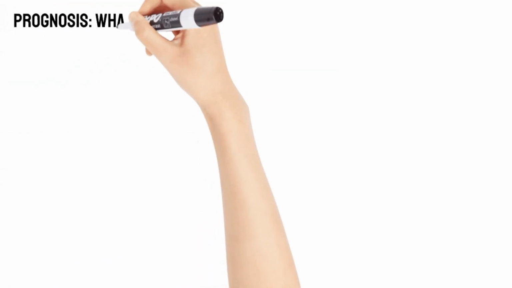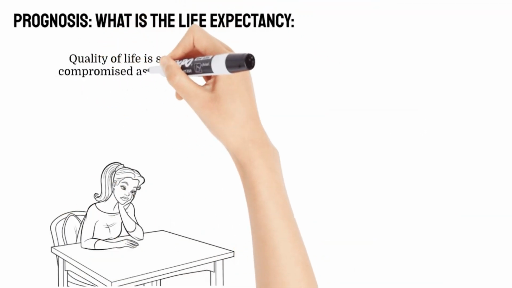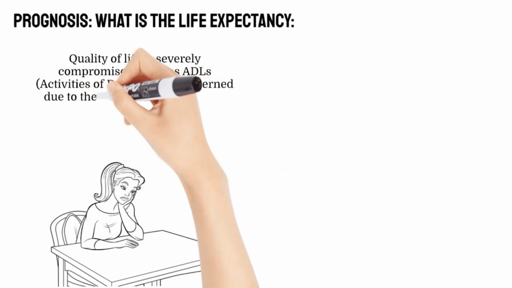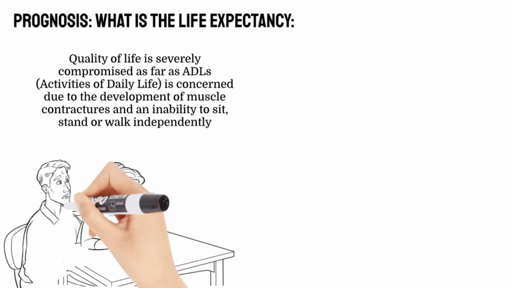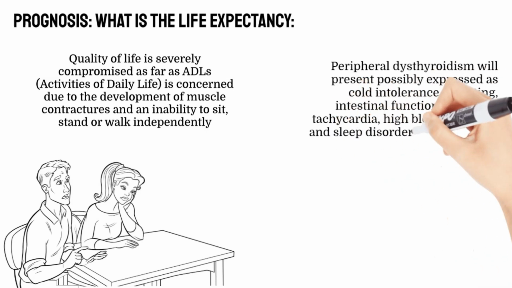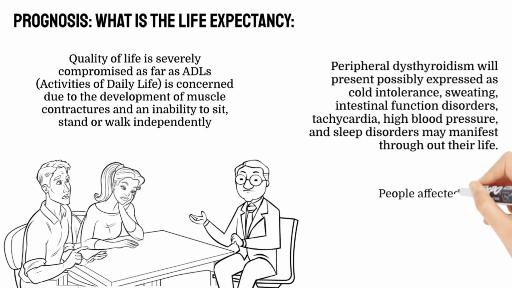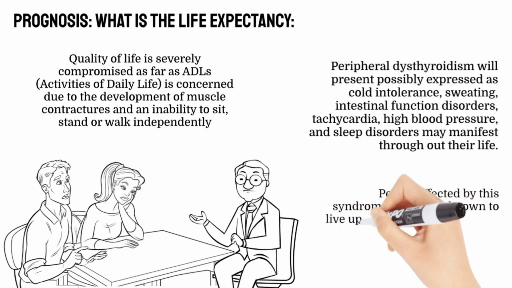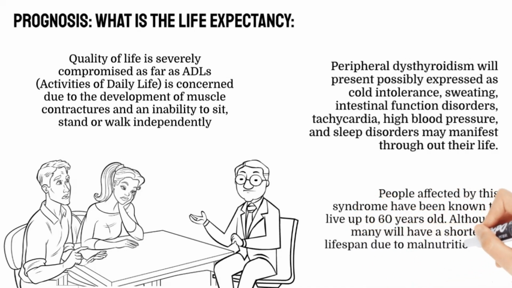The prognosis. What is their life expectancy? The quality of life is severely compromised as far as ADLs are concerned due to the development of muscle contractures and an inability to sit, stand, and walk independently. Peripheral dysthyroidism will present, possibly expressed as cold intolerance, sweating, intestinal function disorders, tachycardia, high blood pressure, and sleep disorders throughout their entire life. Affected individuals may live up to 60 years old, but many will have a shortened lifespan due to malnutrition and recurring infections.